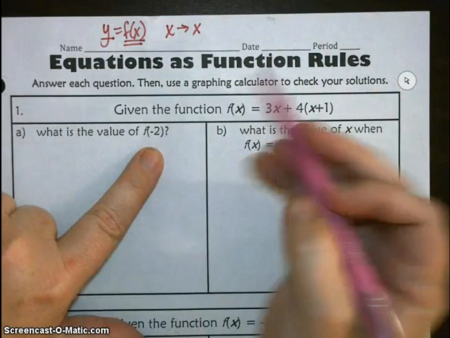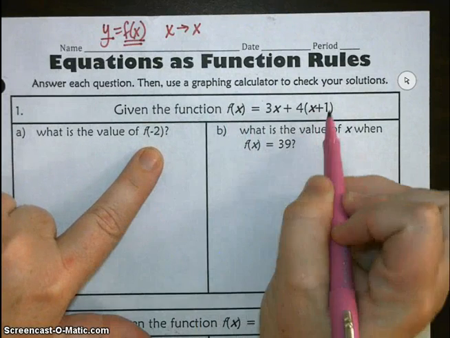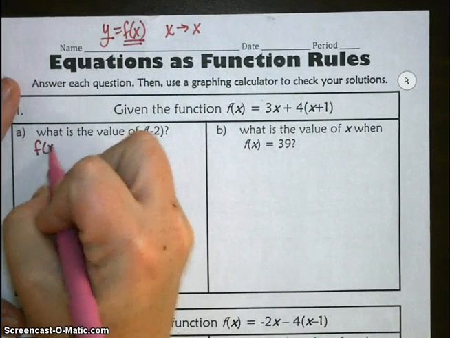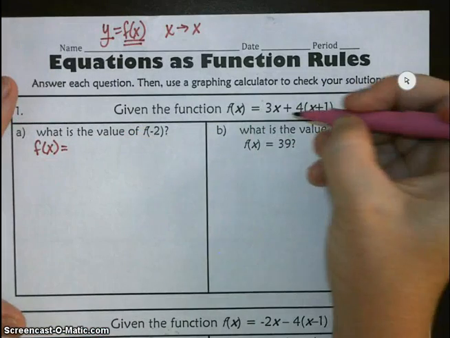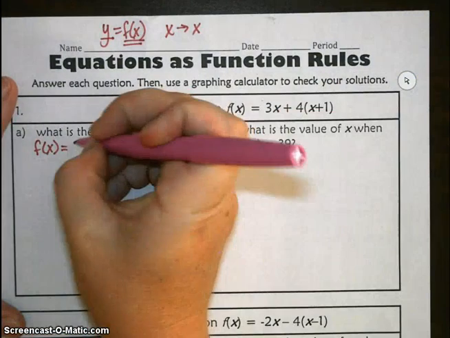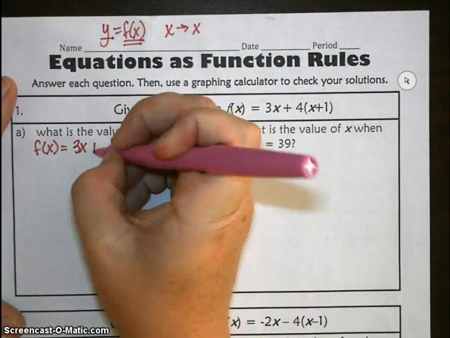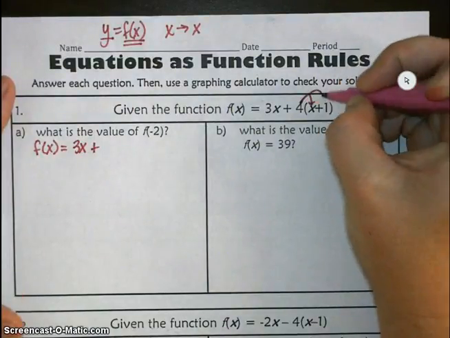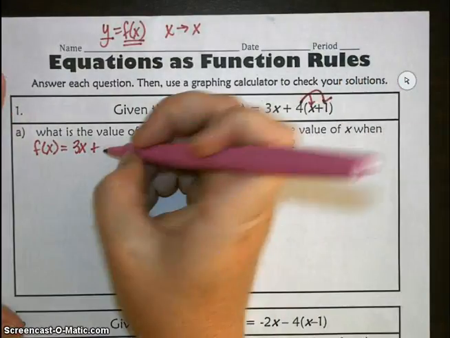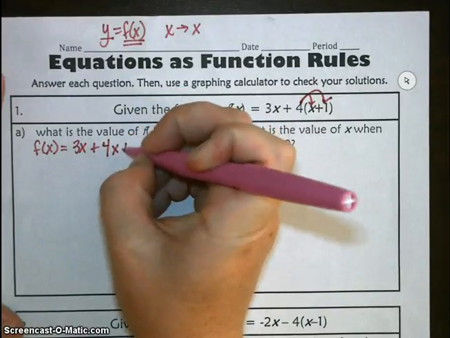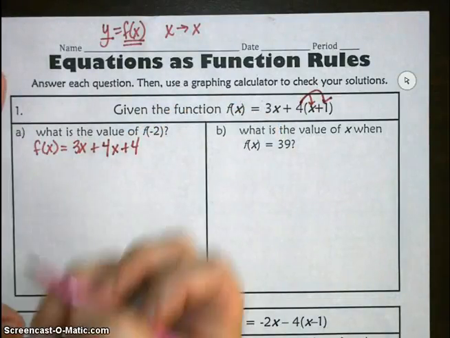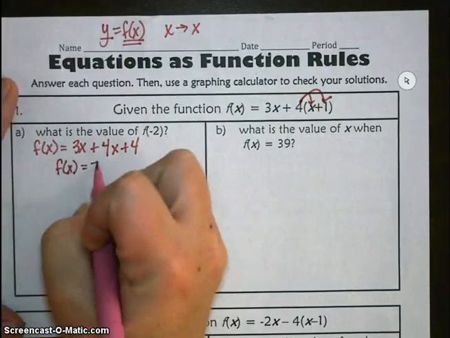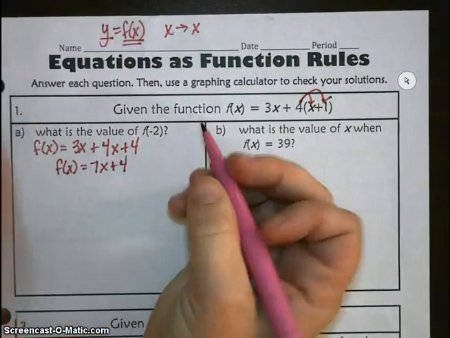So here we're given this function, and we're asked what is the value of f of negative 2. So what I'm going to do is take this function and clean it up in this square. So I'm going to write f of x equals 3x plus, and then I'm going to multiply. 4 times x is 4x, and 4 times 1 is 4. So I'm going to write plus 4x plus 4. And then I'm going to simplify even further, so that's going to be f of x equals 7x plus 4.